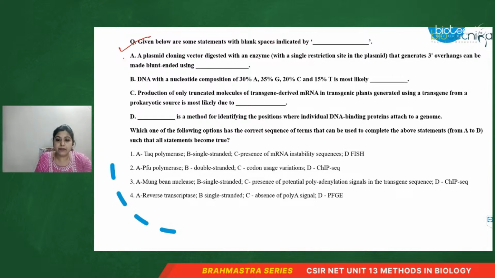Given below are some statements with blank spaces indicated by a dash. So 4 statements are given. Go through each statement and find which one of the following options has the correct sequence of terms that can be used to complete the statements from A to D such that all statements become true. This is a very important point: all the statements must become true. So go through this question and let me know the answer quickly.